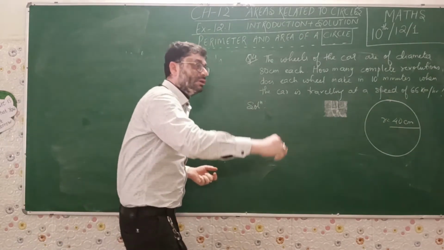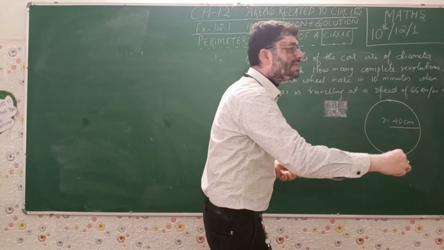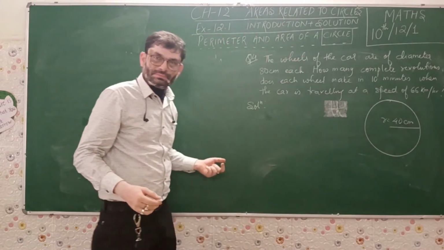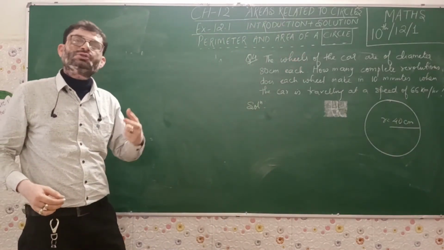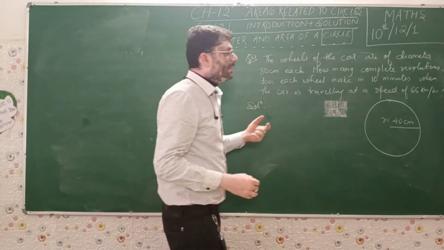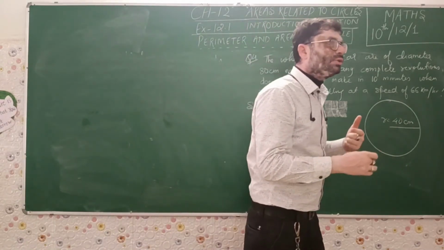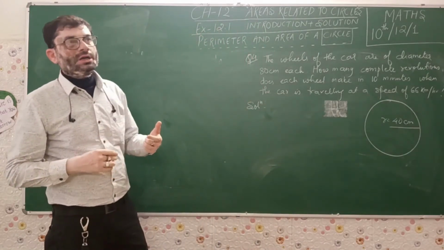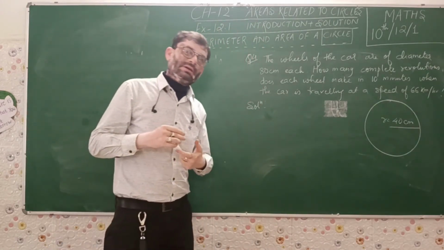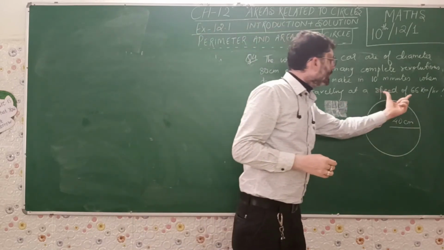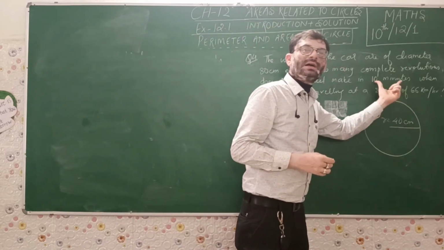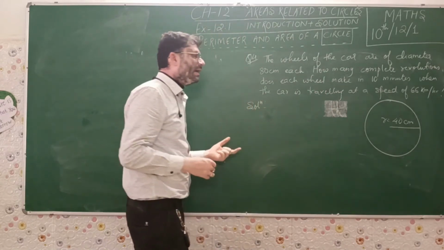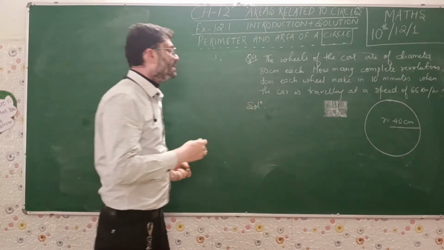While taking the revolutions, what is the distance covered by the wheel? How much distance the wheel has to cover? That means, first of all, we should know the total distance to be covered by the car. And in order to know the total distance to be covered by the car, we are given the speed of the car and the time for which the car is traveling. So let us find the total distance traveled by the car.